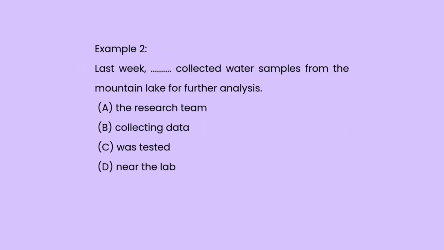Look at example 2. In this sentence, the sentence begins with a time expression, last week. We already have a verb, collected. So what's missing is the subject, the person or group who did the action. We need a noun or noun phrase that can do the action of collecting. Let's look at the options.